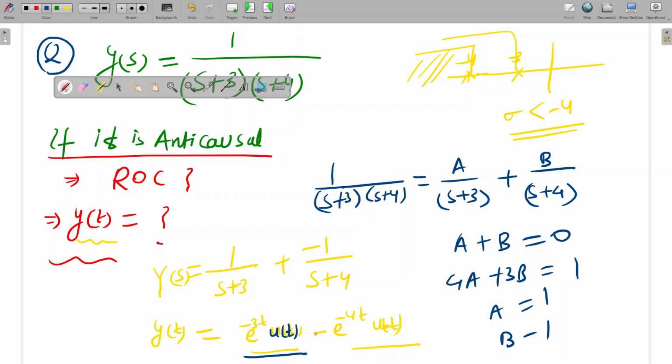Both should be minus u of t. Both should be minus u of minus t. Okay, so can anyone tell the correct value? What should be the final value?